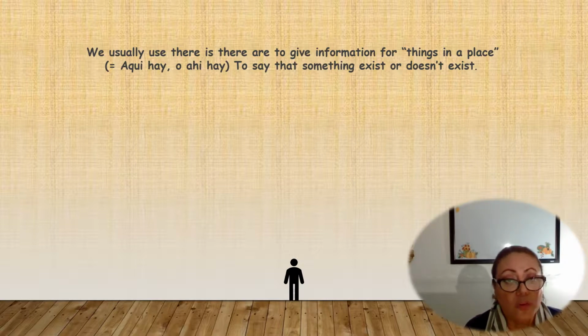Do not confuse this with where. For example, I can ask, is there any sugar in the pantry? That is different than where is the sugar. Es muy diferente preguntar si es que ahí hay azúcar en la alacena que decir dónde está el azúcar.